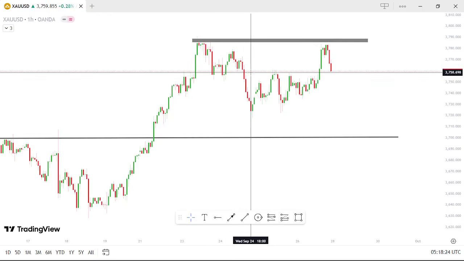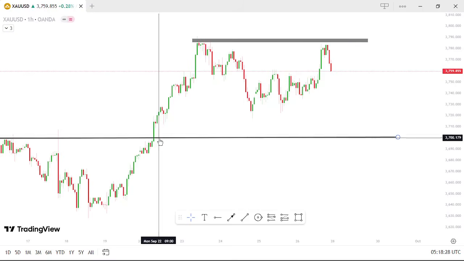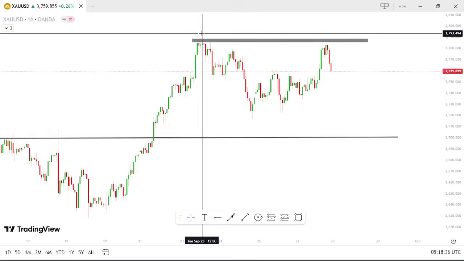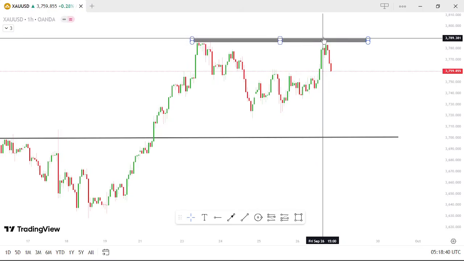So on gold, I think price is still on the correction phase, simply because this is the indication. Price said above here, I can go this high. So this is a higher high, right? And then so far so good. Price hasn't taken out that high.